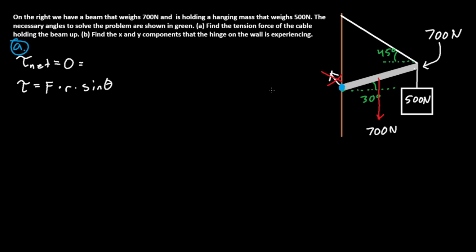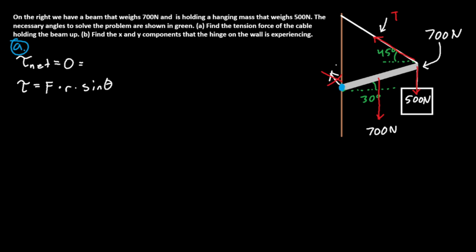We also know that there's a hanging mass of 500 newtons, and we also know that there's a tension in the cable. This tension is acting in the direction of the cable. So let's evaluate the torque for all three of these forces: the hanging mass, the weight of the beam, and the tension.